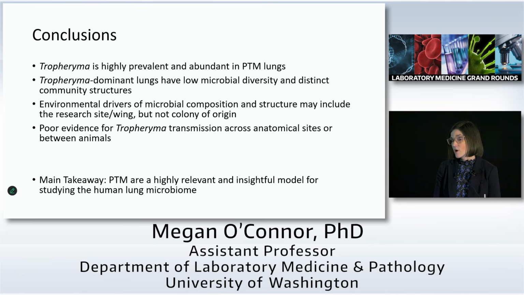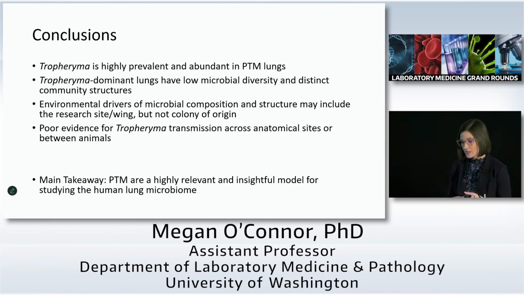And so far, we overall have poor evidence for Tropheryma transmission across anatomical sites or between animals. And so based off of the fact that not only do these animals have a lot of the different core microbes that are found in the human lung, but they're also harboring this bacteria that can become opportunistic within the human lung, we think that this can be a really relevant and insightful model for studying the human lung microbiome. And so overall, this project has led us to have a lot more questions than we currently have answers for.